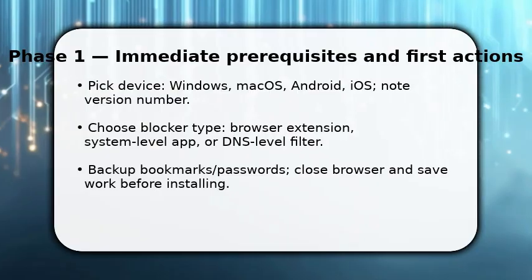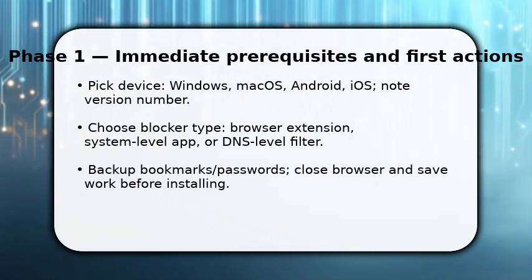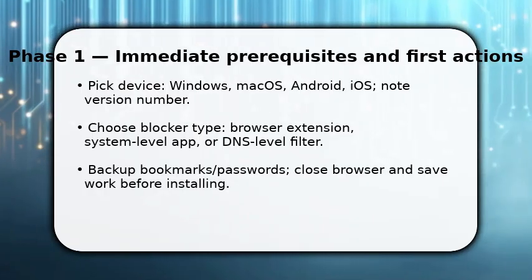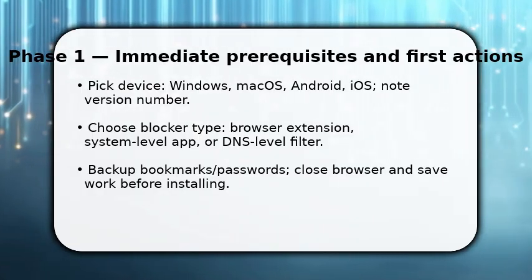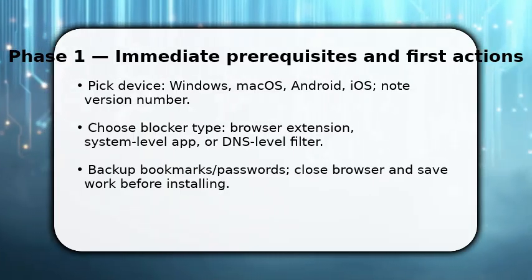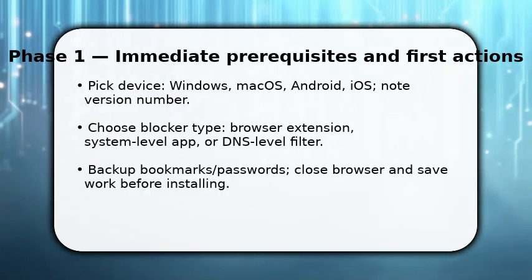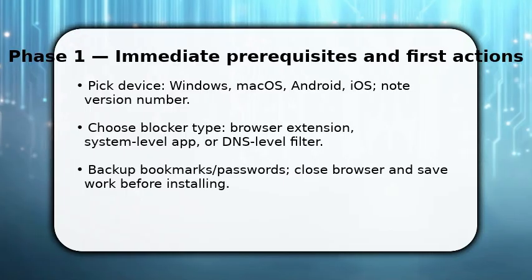You begin by confirming your device and OS version so you get a compatible blocker. Once done, decide whether you want a browser extension for quick setup, a system app for wider coverage, or a DNS-level filter for network control. You should back up bookmarks and passwords and close the browser to avoid conflicts.